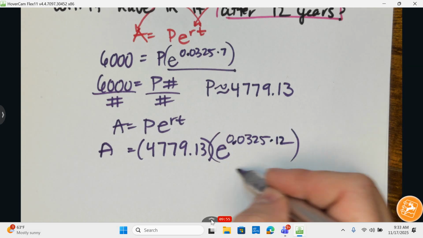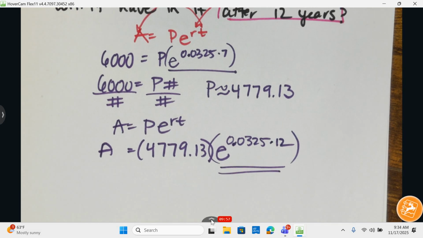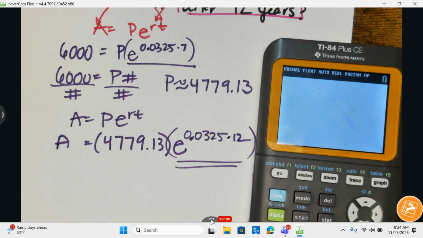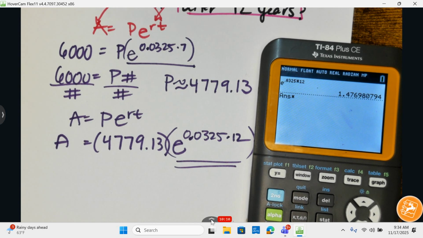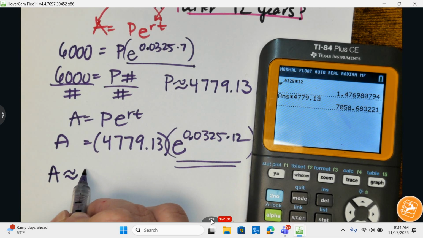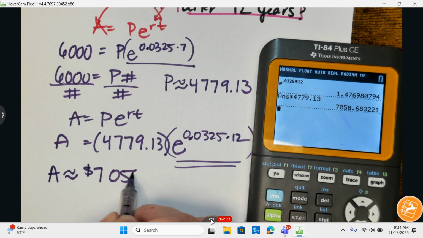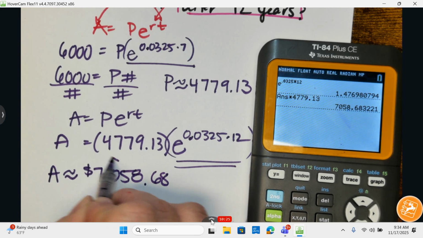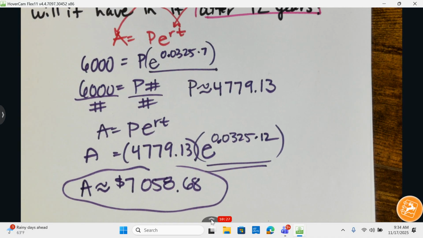I'm going to start by first achieving this amount and then taking it times the $4,779.13. So e raised to the 0.0325 times 12, press enter, then taking it times that initial investment of $4,779.13. So we can say after 12 years there will be approximately $7,058.68. Please press pause and complete problem number 4 from the homework.